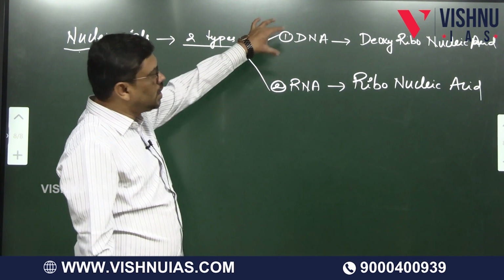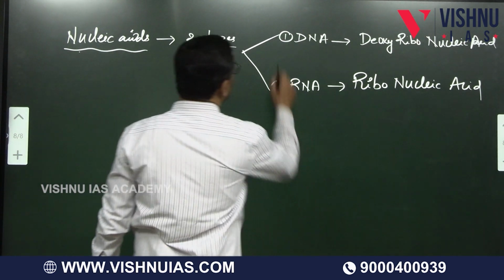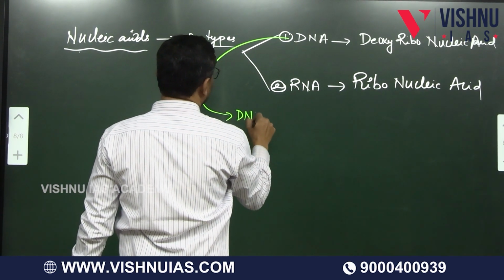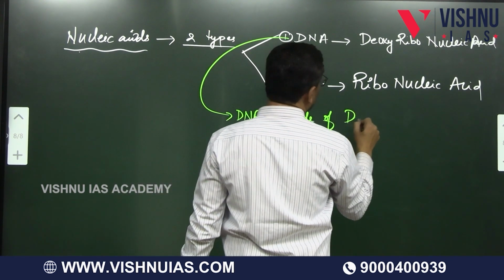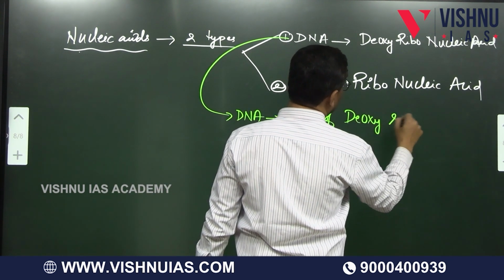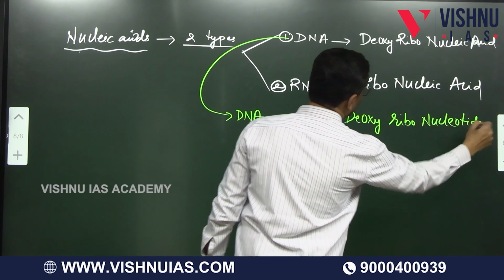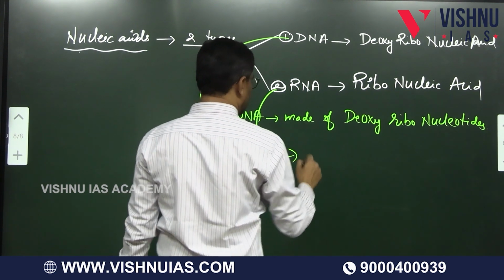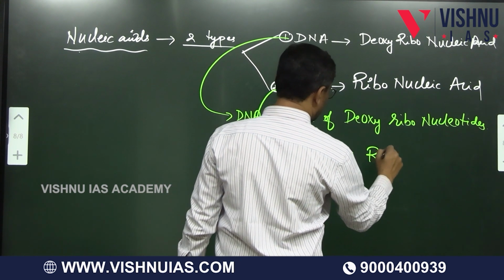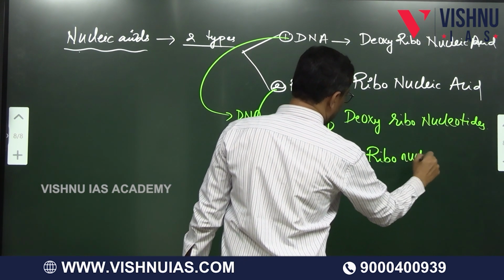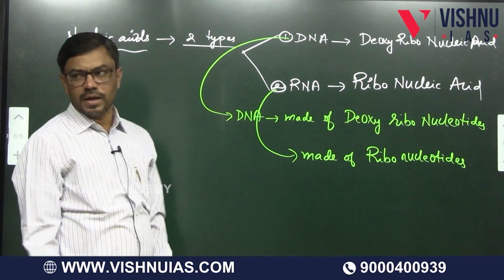This DNA is made up of deoxyribonucleotides. RNA is made up of ribonucleotides. Remember, DNA is made of deoxyribonucleotides, whereas RNA is made up of ribonucleotides. Don't confuse here. Is it clear?